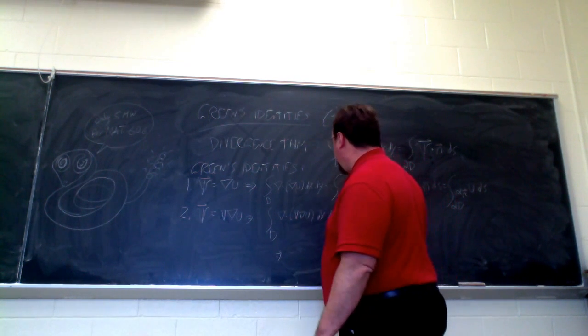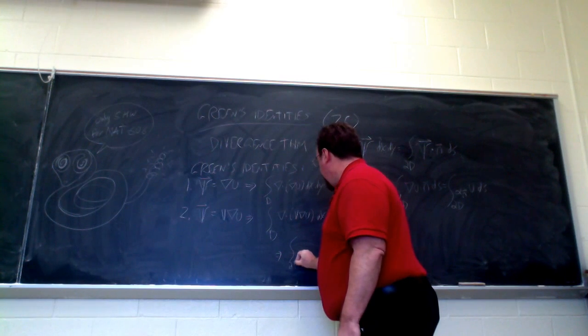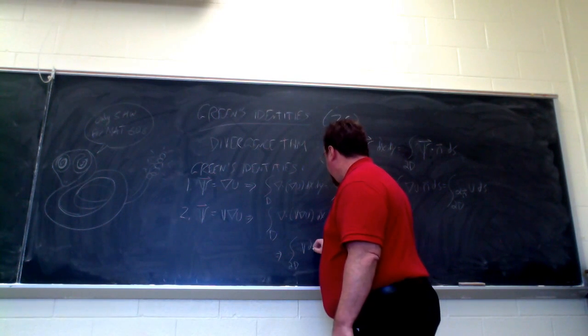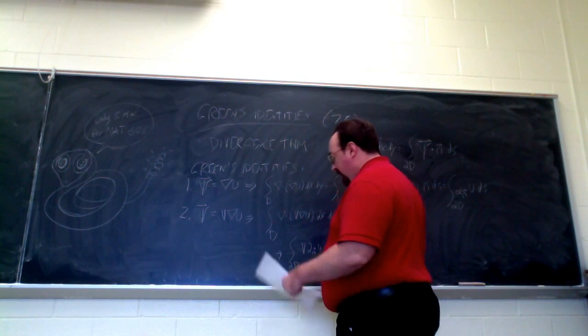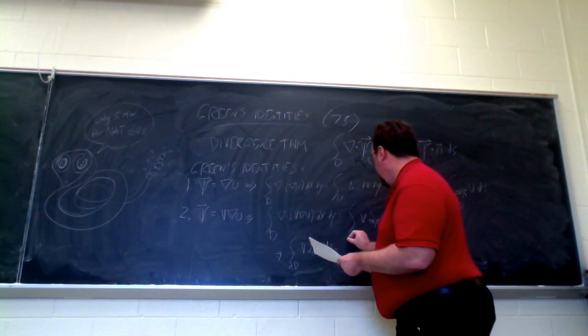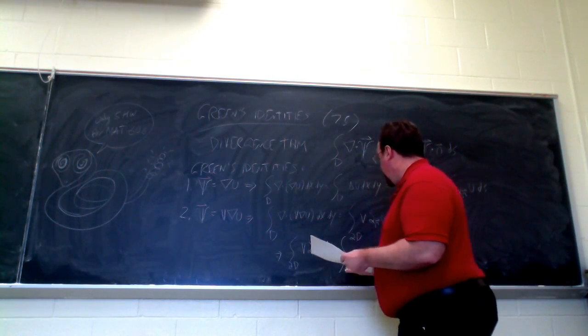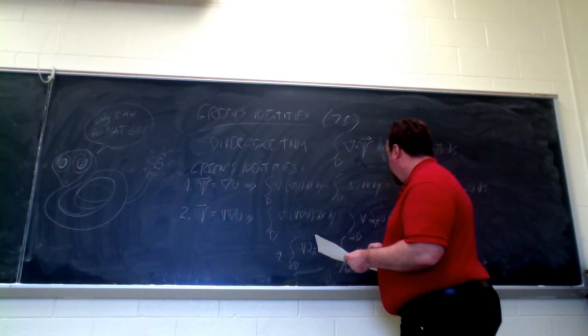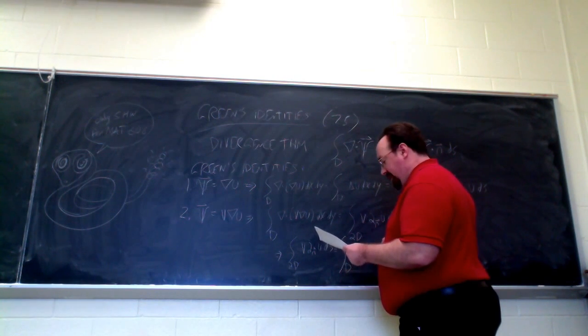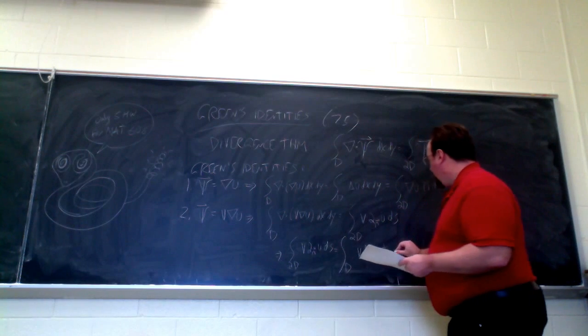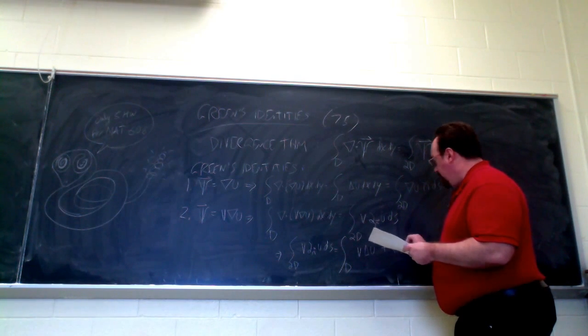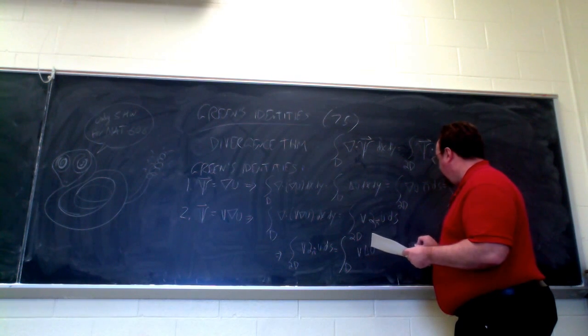So the second Green's identity is that the integral over the boundary of v times the normal derivative of u turns out to be equal to the integral over the interior of v Laplacian of u plus the gradient of u dot product with the gradient of v.